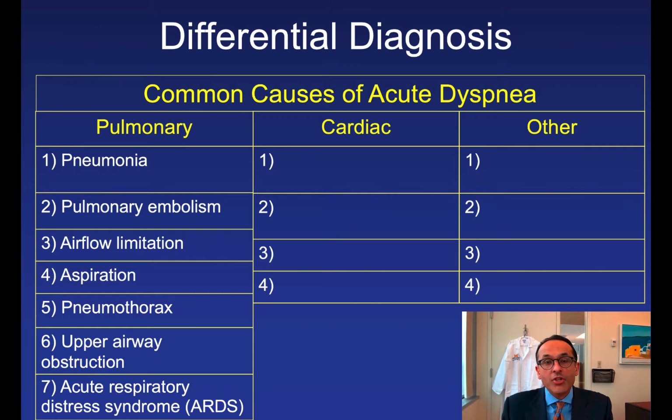Upper airway obstruction, more common in children than in adults, but usually presents with the finding of stridor, which is inspiratory wheezing. And then acute respiratory distress syndrome, or ARDS, which is a complication of something else: overwhelming sepsis, severe burns, trauma, etc.